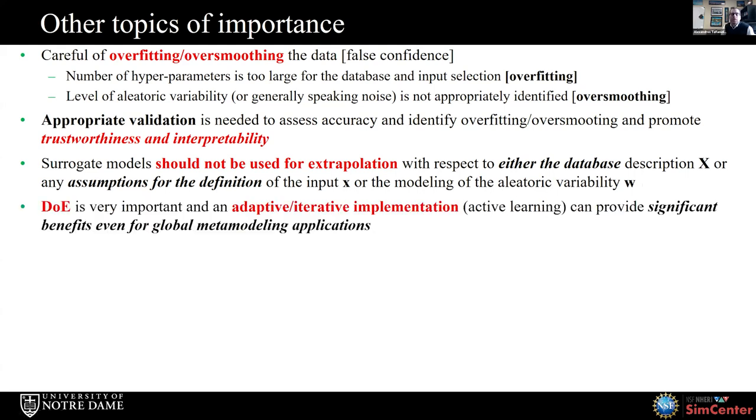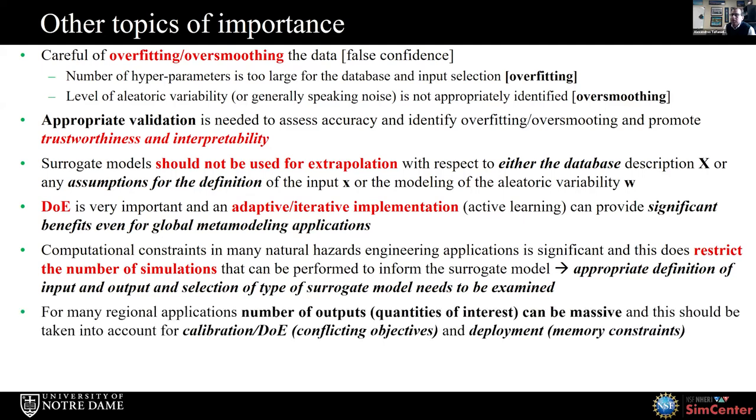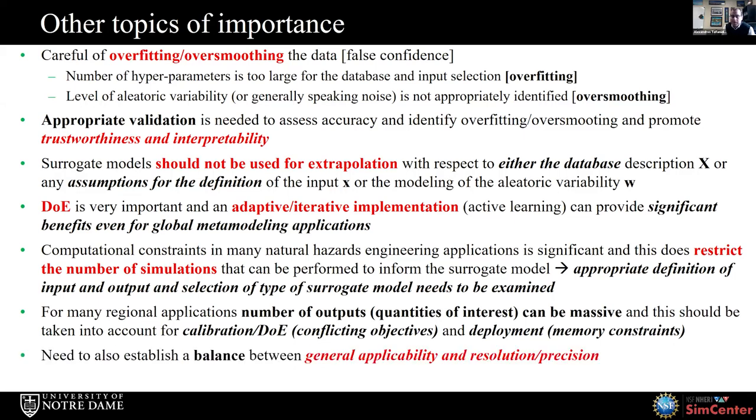DOE is very important, even for global metamodeling applications. In many of the problems that I have looked at, at least in natural hazard engineering, there is a big restriction on the number of simulations you can perform. And that gives an even bigger importance to how you should appropriately select the input and the output. And the number of outputs for many regional applications can be massive, and that has some impacts on the calibration and the deployment.